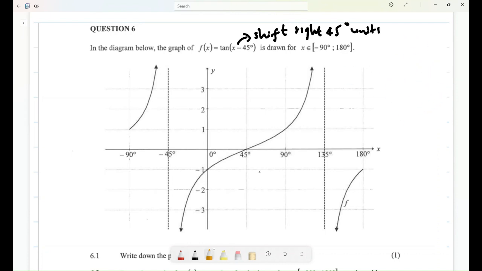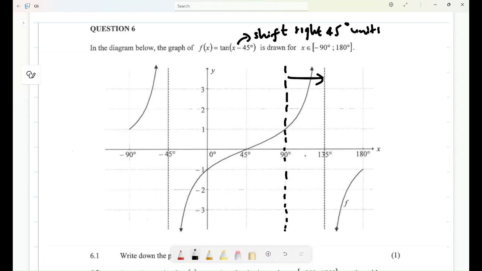Sorry, let's now do a practical. For a normal tan, this is supposed to be our asymptote here, right? At 90. But now it is shifted. Remember, when we deal with functions, when you say x minus something, minus means you move to the right, plus means you move to the left. So can you see that it is shifted 45 units to the right?